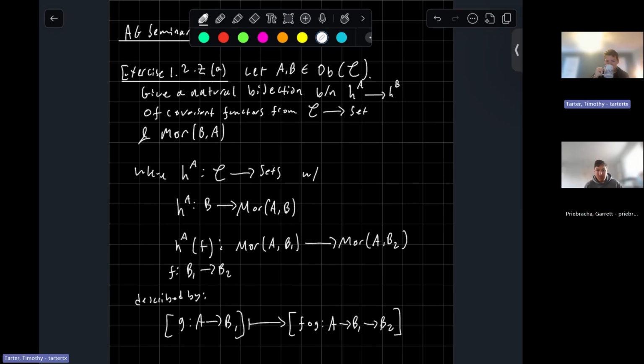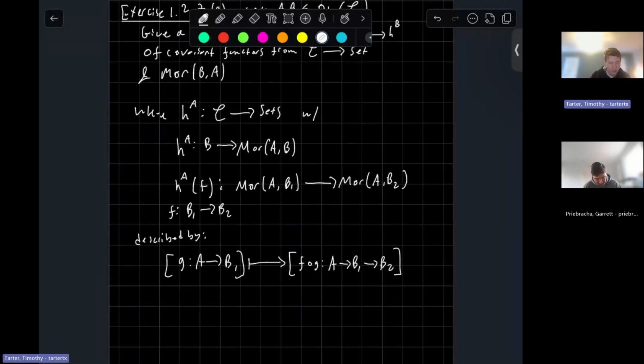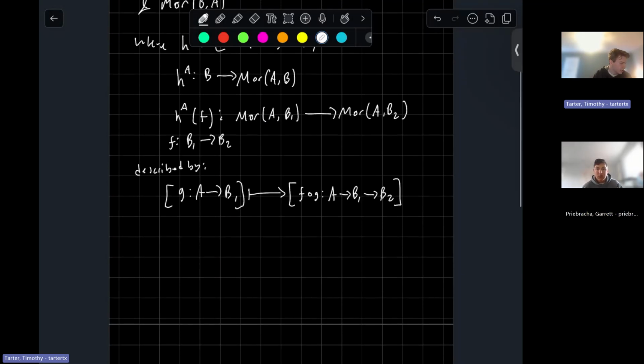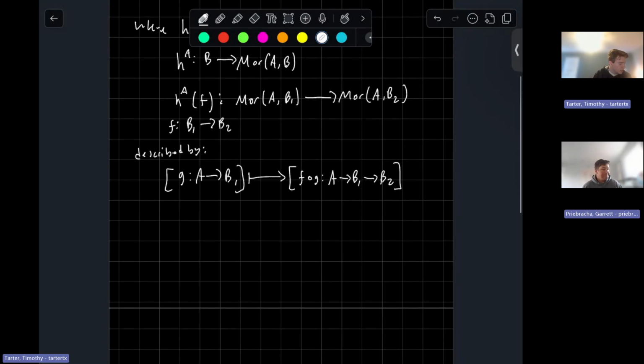So this is kind of the first third of Yoneda's lemma, which is basically given a natural bijection from representable functors h^A to h^B, which go from the category to the category of sets, and morphisms from B to A. Then basically we show that it just works out and makes sense. You can, if you want, watch the lecture, but honestly I don't think it's super important.